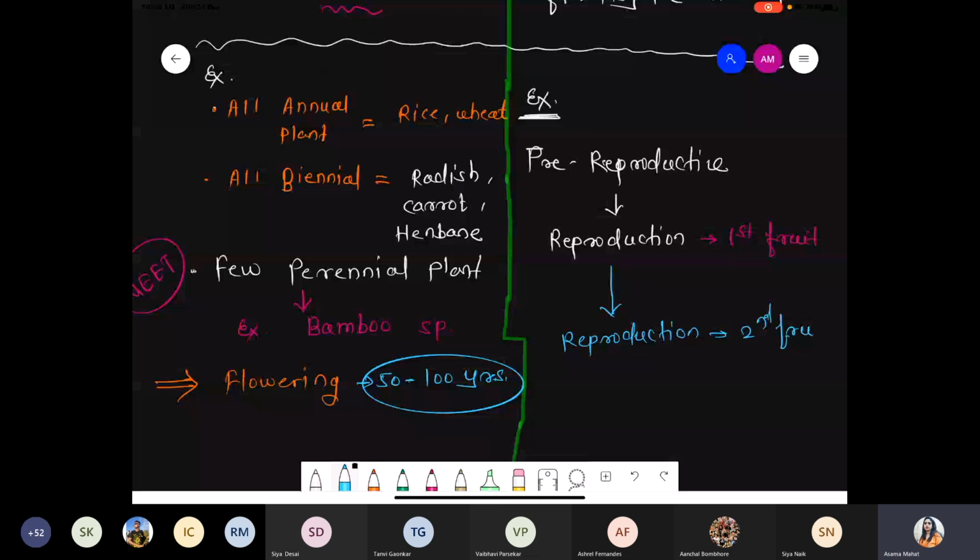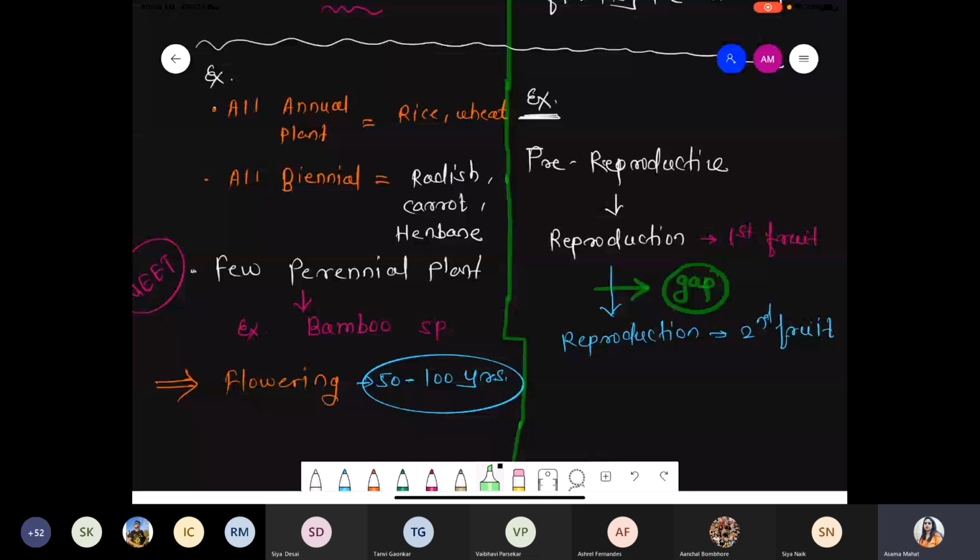But now what happens? Between that first fruit formation and the second fruit formation, a small gap is present. There is a gap present, right? So why is this gap present? Because it's one kind of recovery phase. Because the plant has formed fruit, and you know very well, fruit formation means obviously they are providing nutrition, right? So a small gap is required between two reproductions.